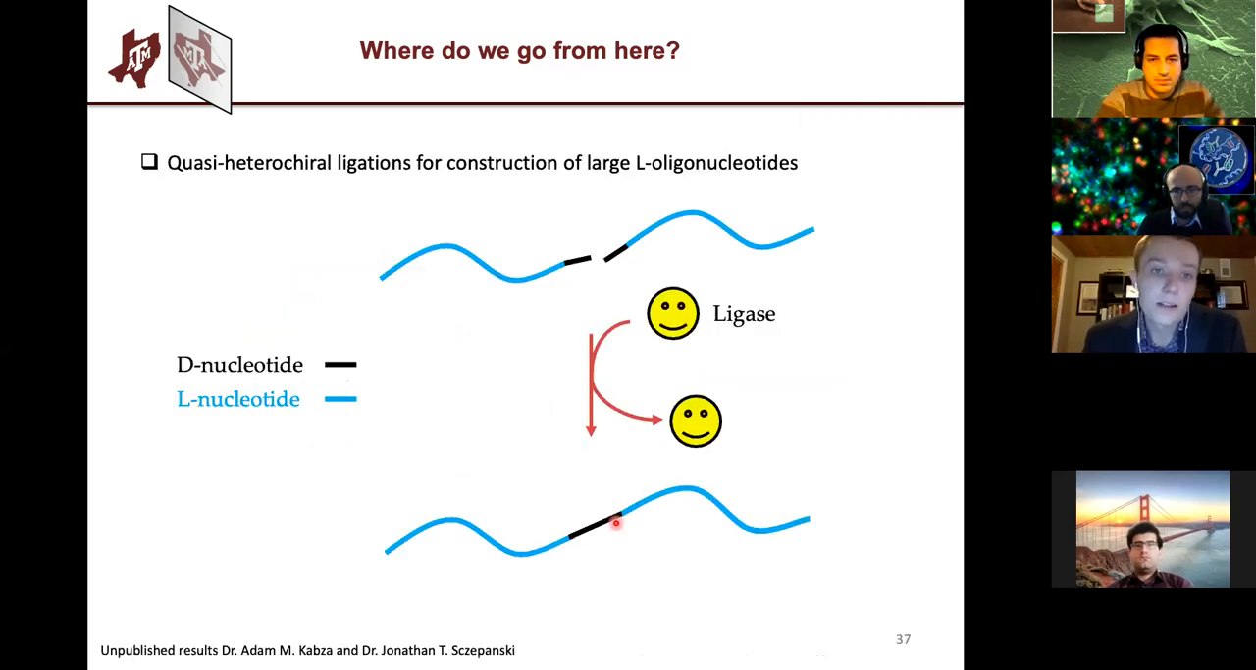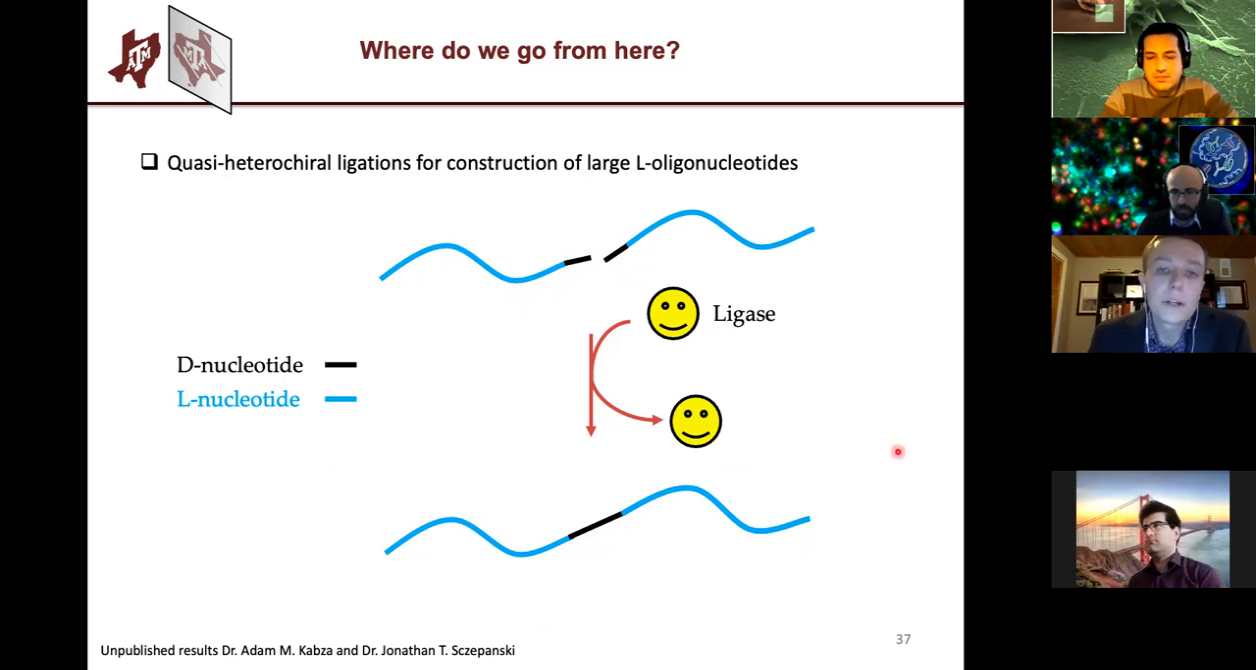Some of the work I've been working on, and this is unpublished results, so don't tell anybody, but I just think it's really cool, so I wanted to tell you guys. These are these quasi-heterochiral ligations, and this is towards constructing large L oligonucleotides. Basically what I've done is I've found minimal sequence requirements in terms of putting D oligonucleotides at the terminal ends of long L oligonucleotides. And I found that different ligase enzymes that are commercially available accept this D domain and will ligate your two long L strands together.